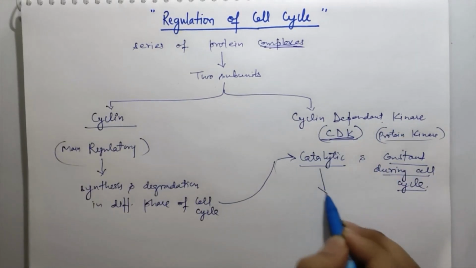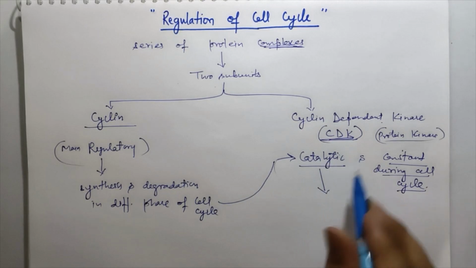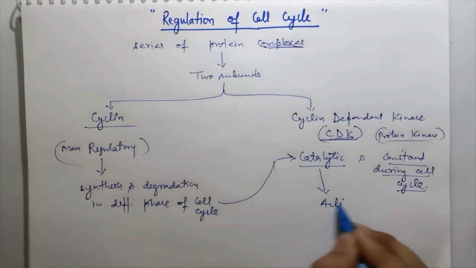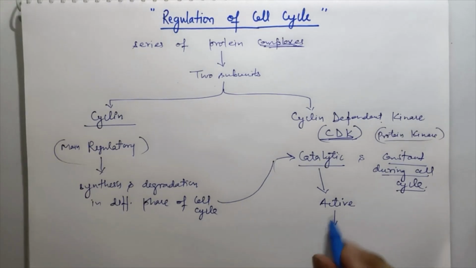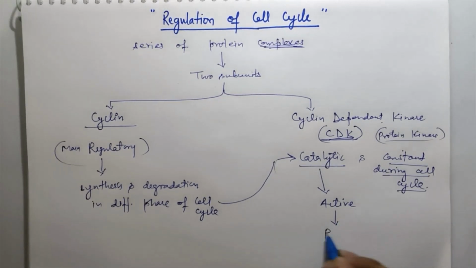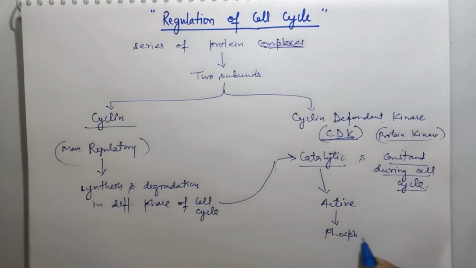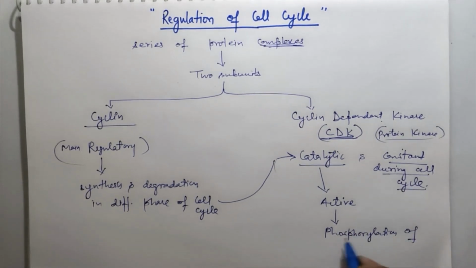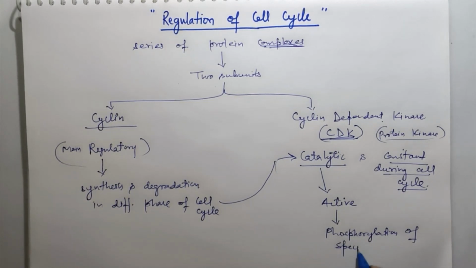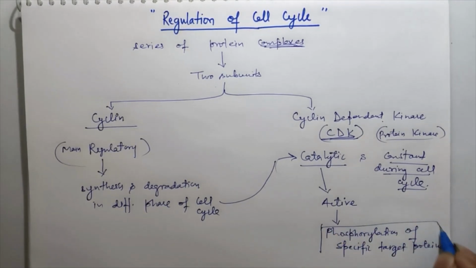And ultimately when cyclins form a complex, then they are active, and their main aim is to phosphorylate target proteins, that is phosphorylation of specific target proteins. So this is their main function.